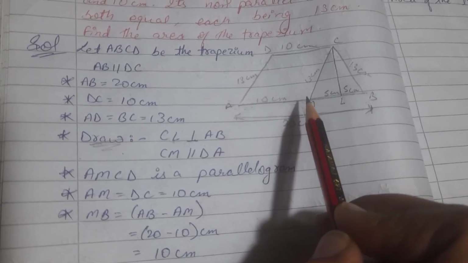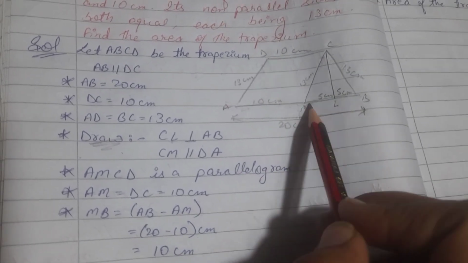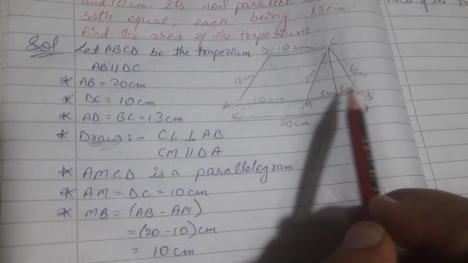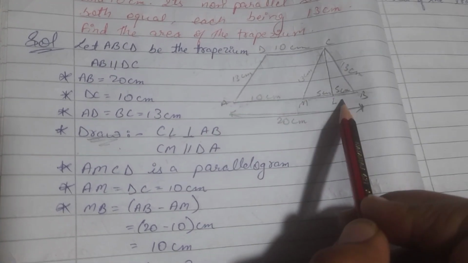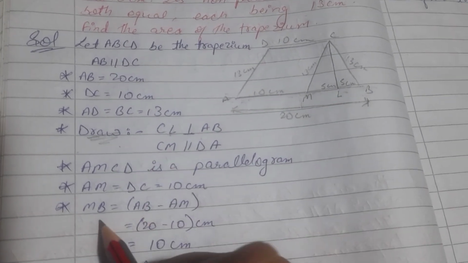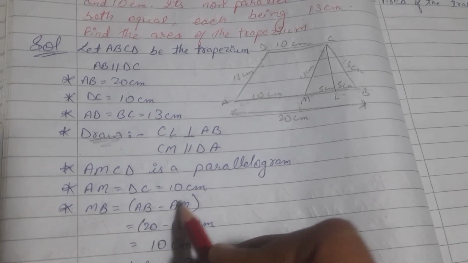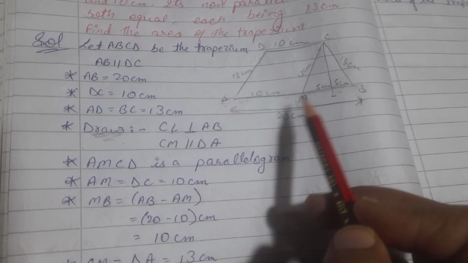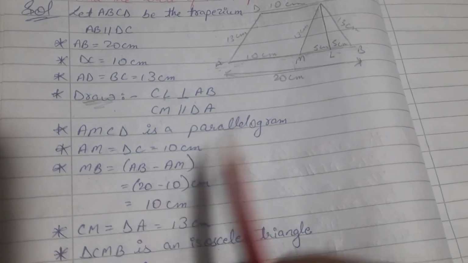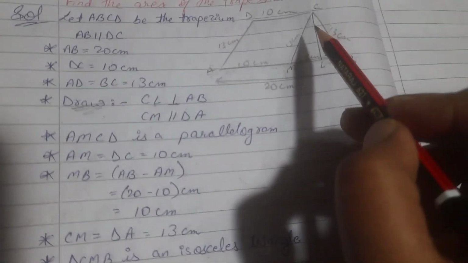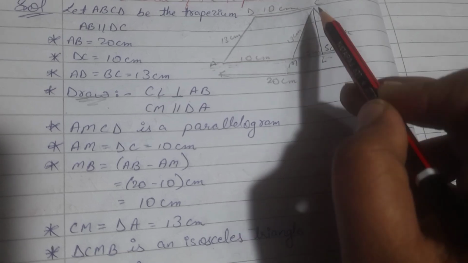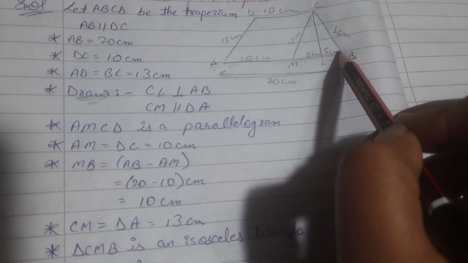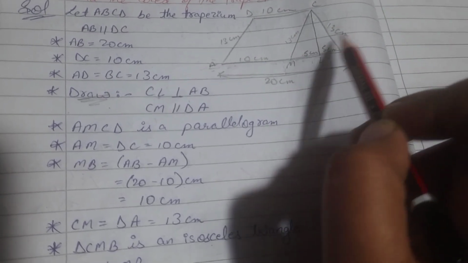Now to find MB, this side, I will subtract it from the whole, correct? So MB is equal to AB minus AM, right? AB minus AM, I'll get this side here. So here 20 minus 10, we got 10 centimeter. Now, bacha, when I draw this perpendicular, it means I am dividing this side into half and half. I'll get 5 centimeter on both sides, okay?